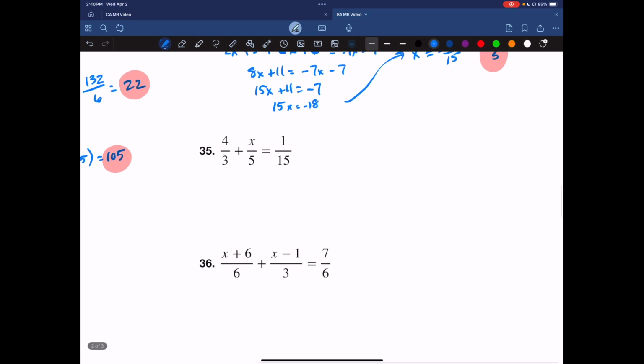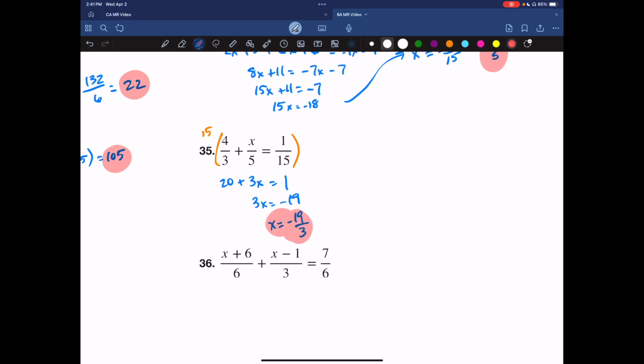All right, so on 35 and 36, I can get rid of the fractions altogether. This is called fraction busting. It looks like 3, 5, and 15 all go into 15, so let me multiply by 15 to every term. 3 goes into 15 5 times. 5 times 4 is 20. 5 goes into 15 3 times. 3 times x is 3x. 15 goes into 15 one time, so the answer is 1 here. I'm going to subtract 20, so that's going to be 3x equals negative 19. X equals negative 19 over 3.